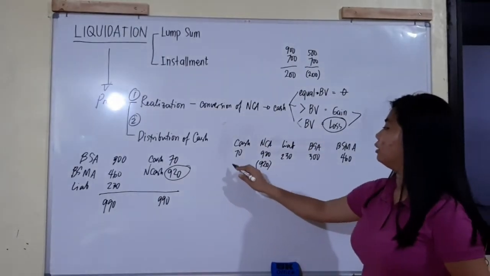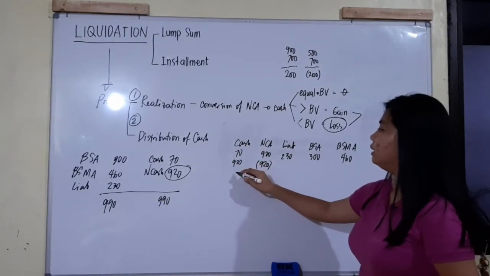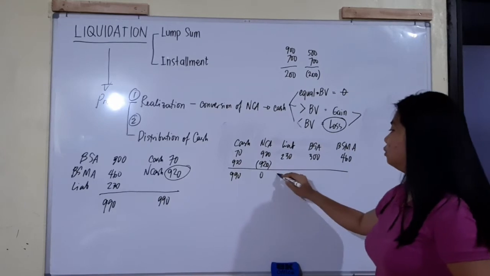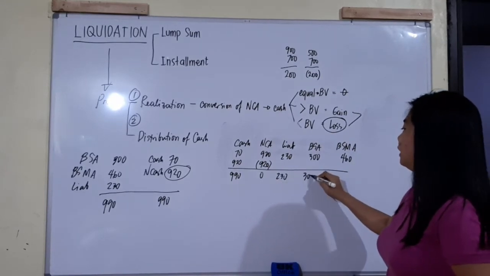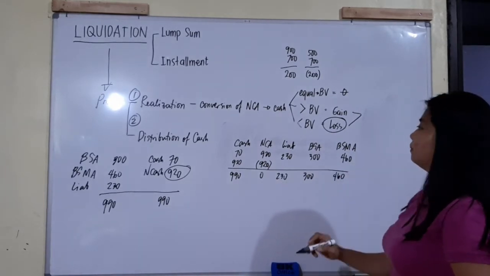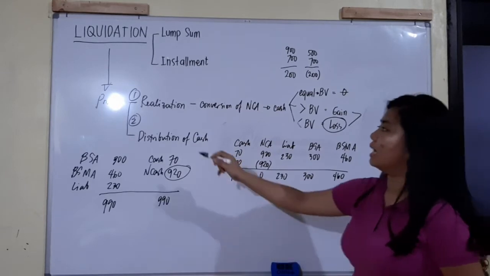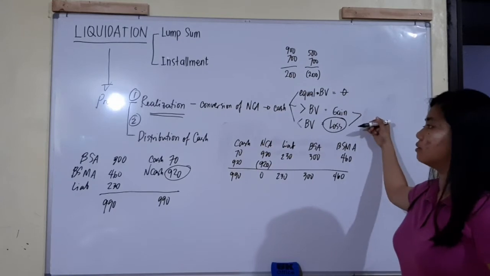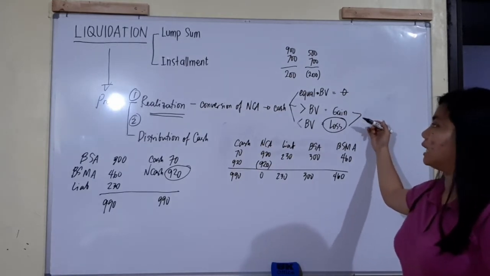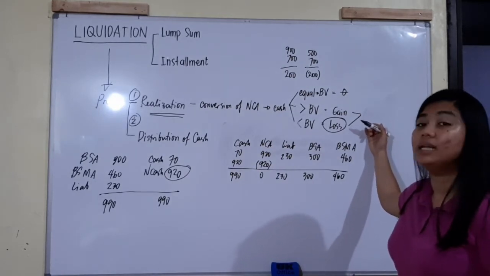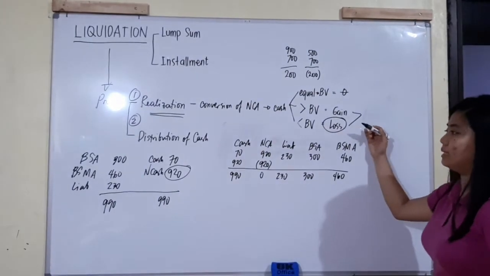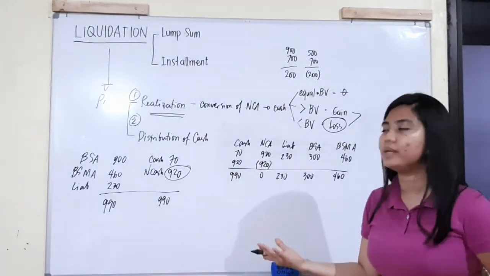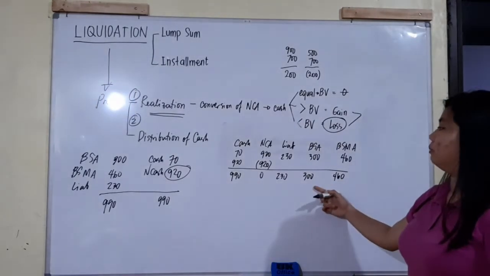So, we have here 920. Nabenta natin to ng 920. Okay? So, this is 990, 0, 230, 300, and 460. Okay? So, tapos na ating realization. There was no gain nor loss. Ibig sabihin, wala tayong kailangang i-close sa capital balances natin. Wala rin sinabing unrecorded liabilities and unanticipated or unexpected expenses. Therefore, wala na tayong ibabawas.